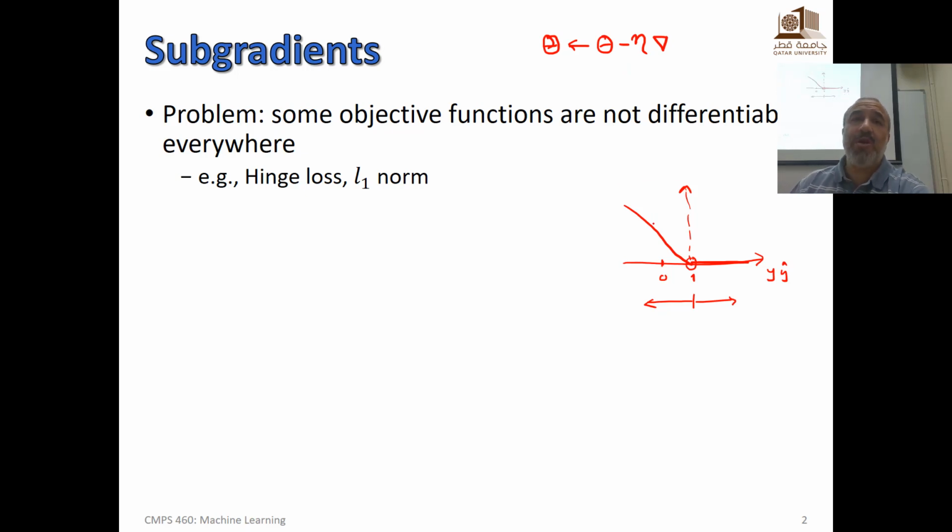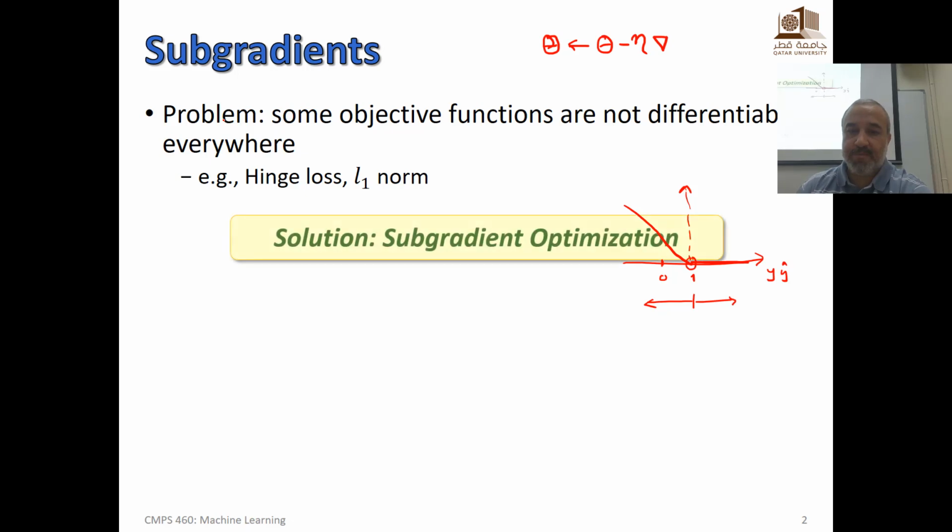Maybe we should only care about the functions that are differentiable, and we just ignore the functions that are not differentiable. That can be a solution. But actually, there is a solution when some points are not differentiable, which we call subgradients. We will compute what we call subgradients for the points that are not differentiable. So this solution is called subgradient optimization.